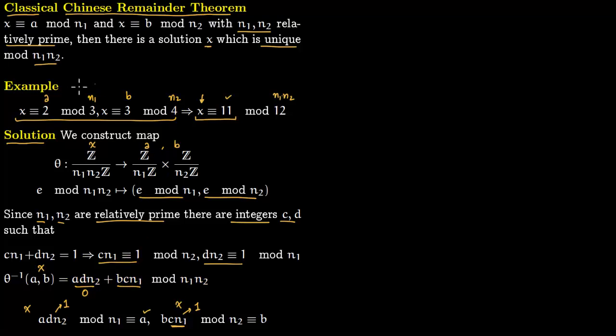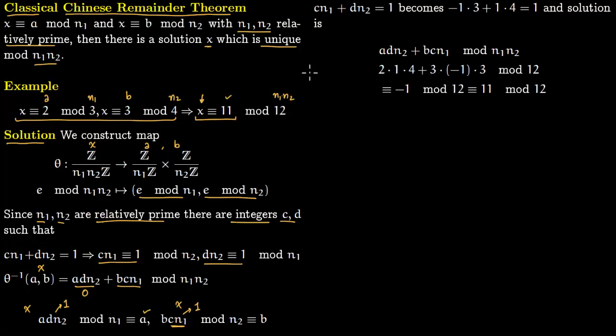So let us see this in the context of this example. The first step is we have to find c and d so that this equation is satisfied, that is c n1 plus d n2 is 1. For this you can set c as -1 and d as +1. If c is -1 and d is +1, you get 1. And our solution is, we said, a d n2 plus b c n1 modulo n1 n2, which is 12, comes here. a is 2, d is 1, we just computed d is 1 here. So we have plugged in c and d so as to satisfy our equation.